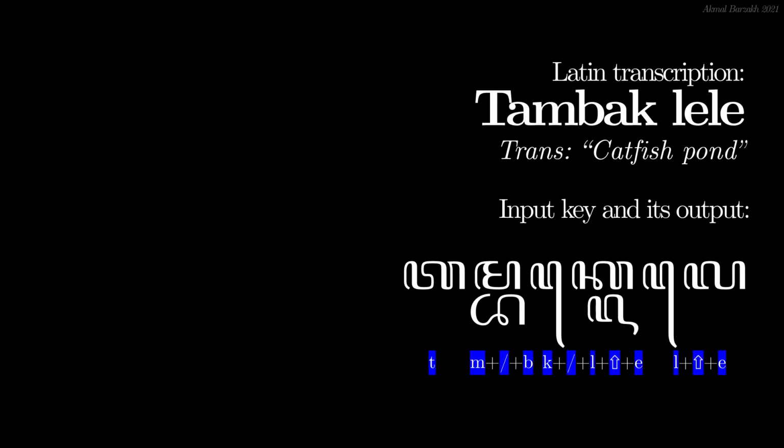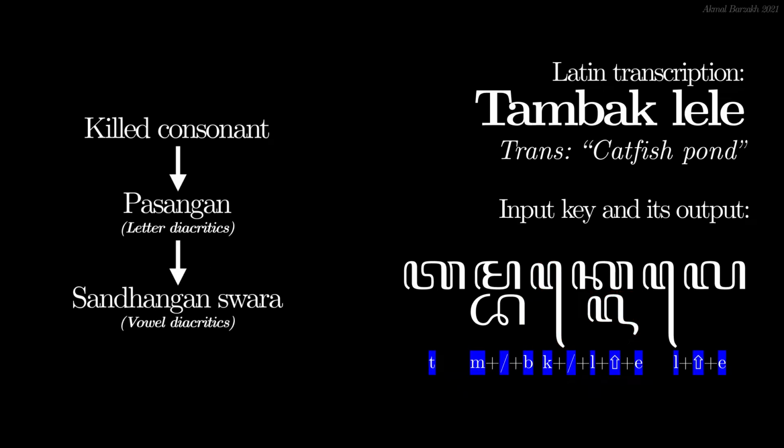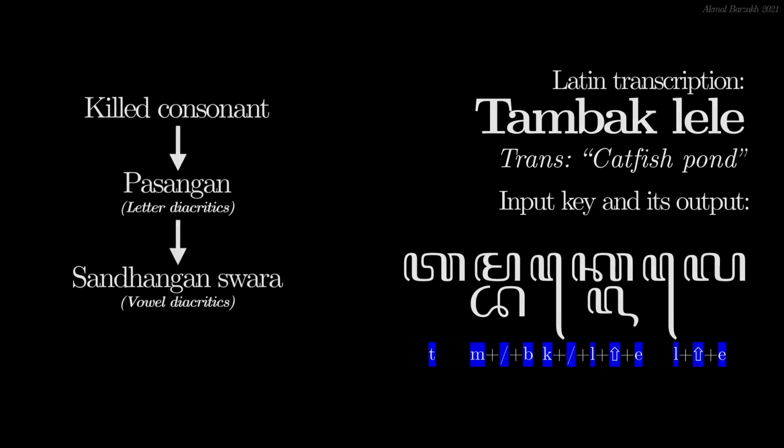Another point I have is, if you ever want to type Sandhangan Swara onto a pasangan, the correct order is always here. The guild consonant first, then the pasangan, then the Sandhangan Swara. Just write kle in tambak lele.